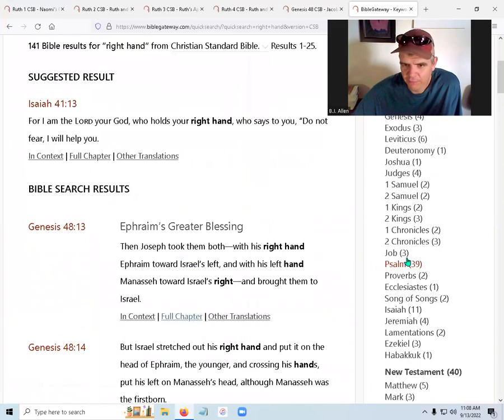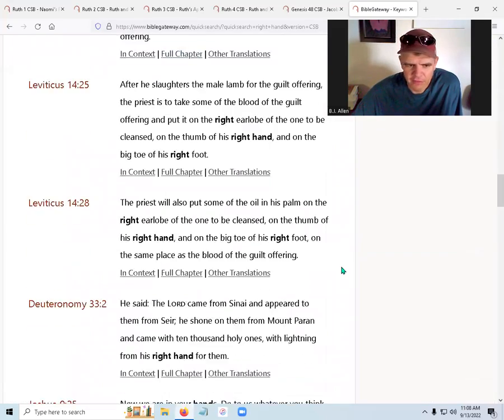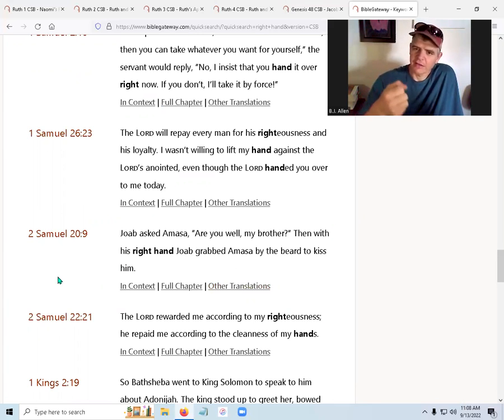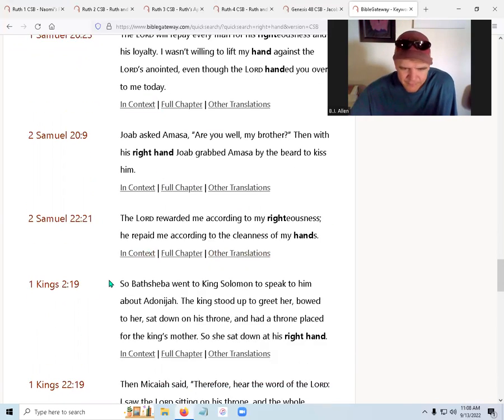Right? Okay. Let's look around. Joab asked Amasa, "Are you well, my brother?" Then with his right hand, Joab grabbed Amasa by the beard and kissed him. Okay. His right hand, his good hand, grabbed him by the beard. That's weird. That was a term of endearment, I guess, and kissed him probably on the cheek. All right.